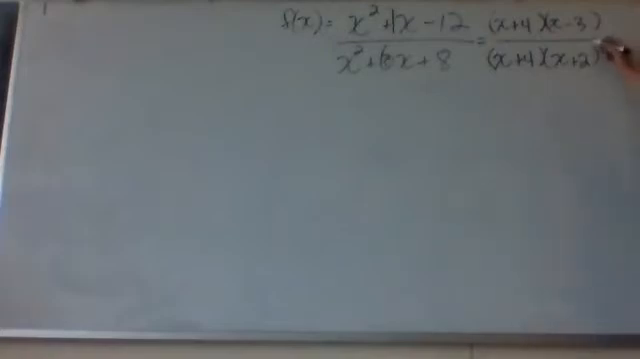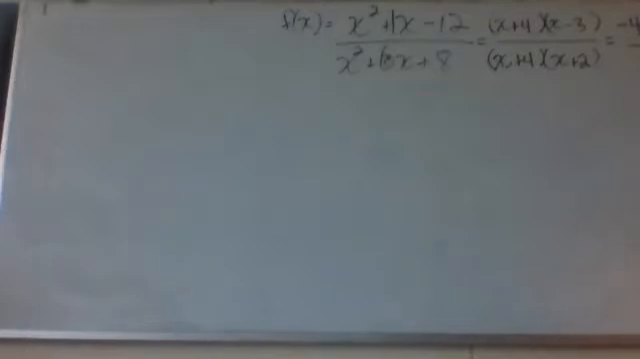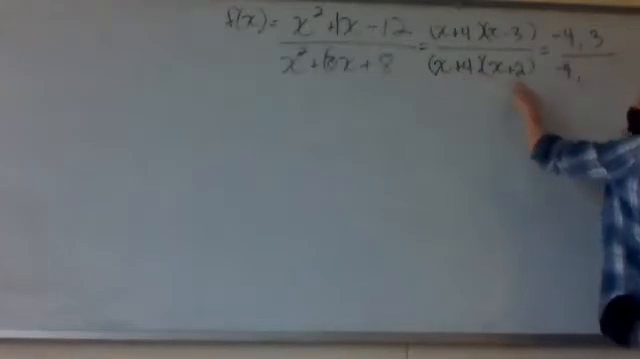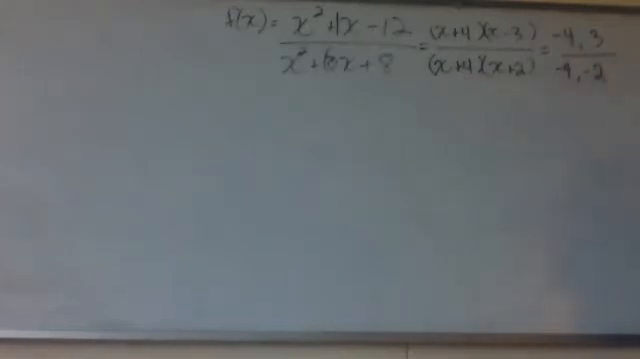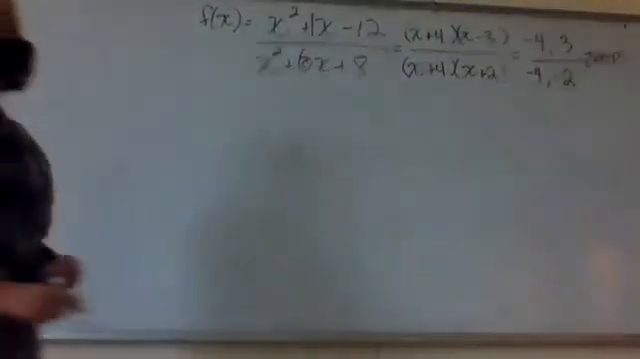Okay, this right here, what zeros do these create? If I set these equal to 0 and solve them, this would make a 0 of negative 4. This would make a 0 of positive 3. What about the denominator? This would make a 0 of -4, and this would make a 0 of -2. So here are the zeros. We're going to use that information, right? That's going to be very beneficial in answering all these problems.